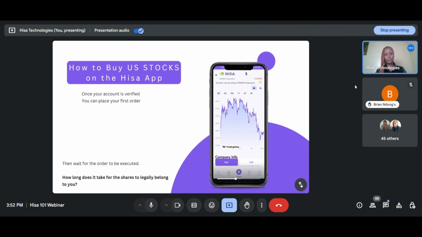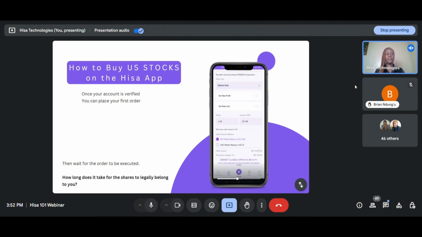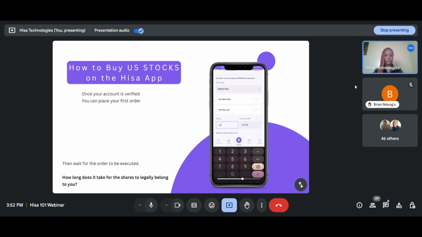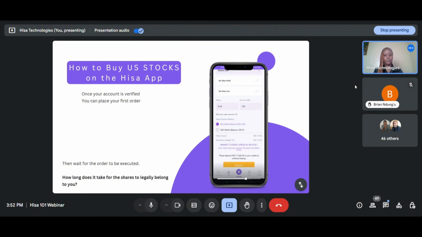Then tap buy. This will take you to a new page whereby you'll be able to key in the number of shares that you want or the amount that you want to invest. In this case, we'll go with 1 USD, which is the minimum on the Hisa app. Type the amount 1 USD and that's it. Tap buy. You can see the breakdown of the order amount, transaction charges, and the total cost. That's it.